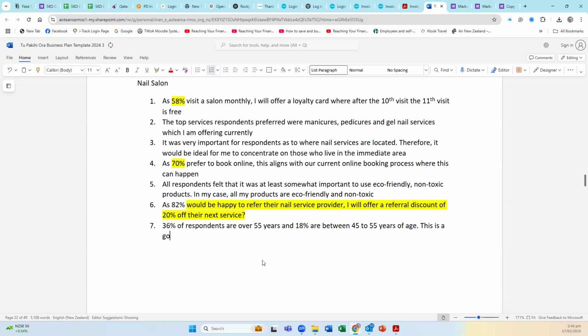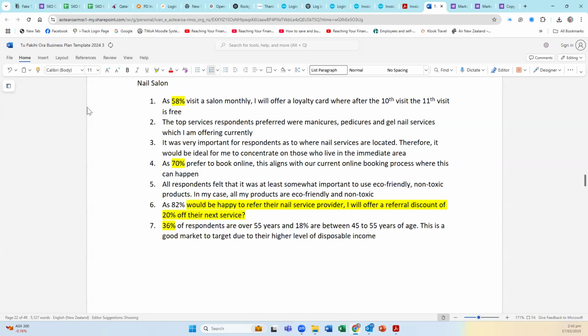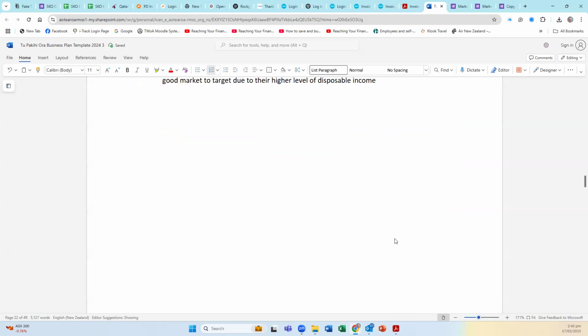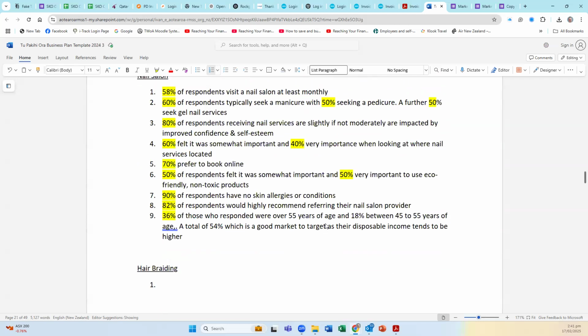This is a good market to target due to their higher level of disposable income. Okay, that's it. I think it is saved automatically, which is wonderful. So that's it. That's the primary market research.